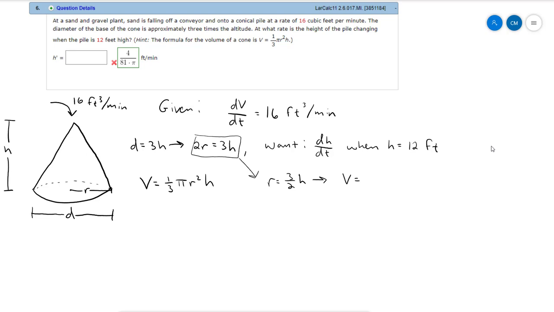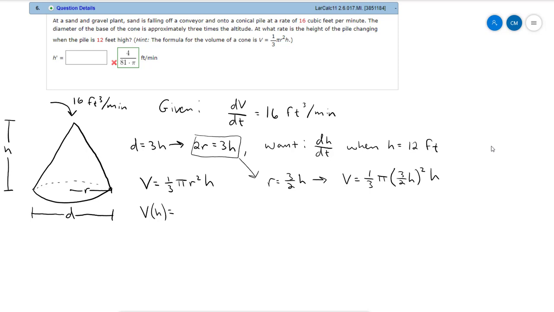So then we can plug that in to our volume function. In fact, we can call this V of r if we wanted to. So V is equal to 1/3 pi. Actually, we call it V of h after we replace r here. Plug in 3/2 h for r. We have to square that. And now we've got V here as a function of h alone. So let's simplify that and call it V of h.